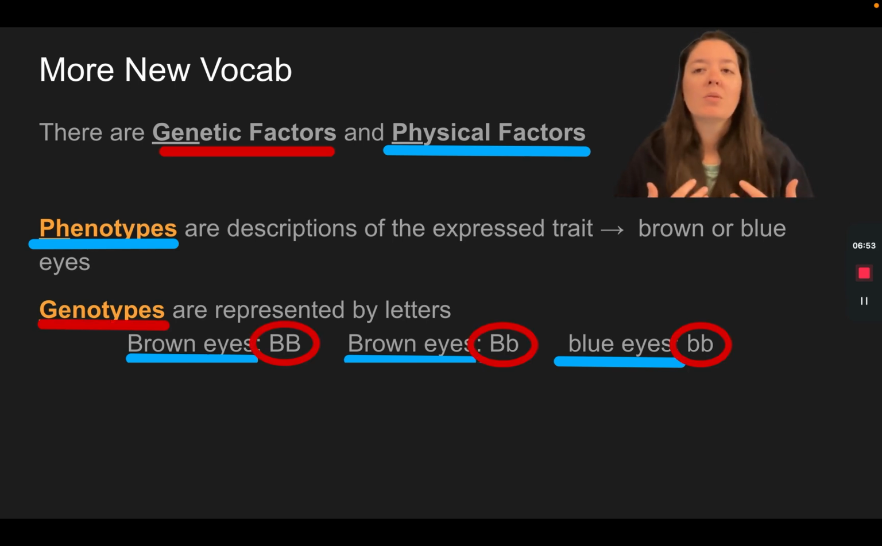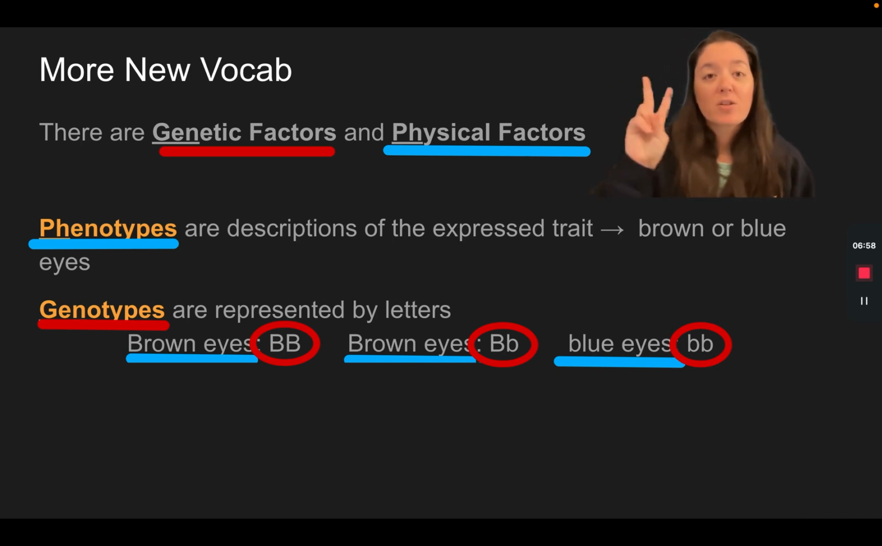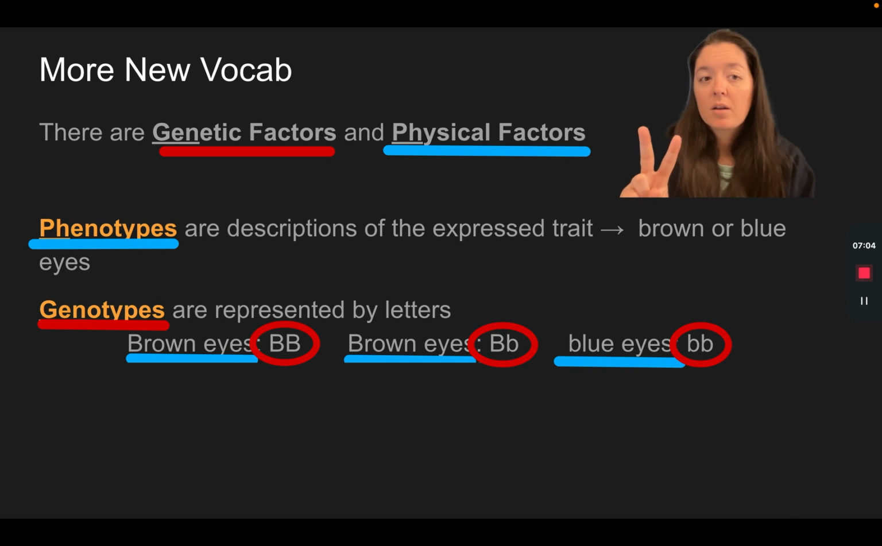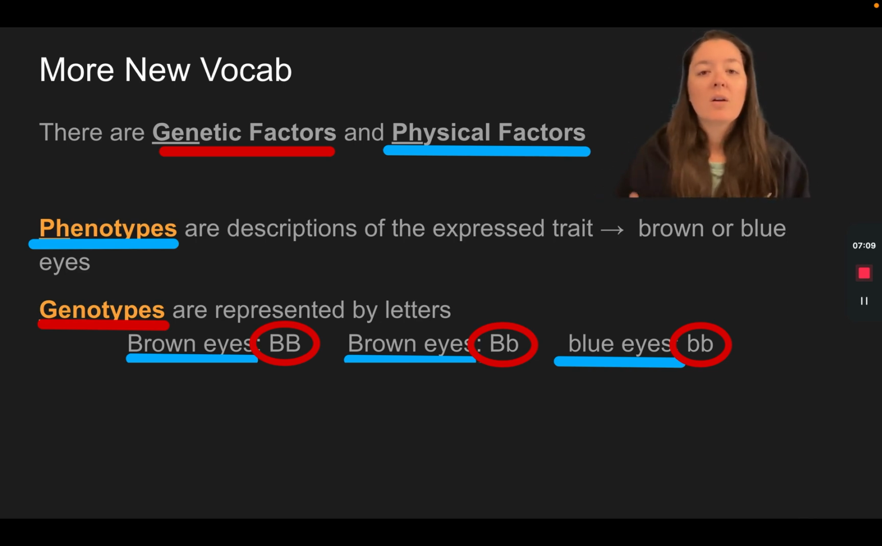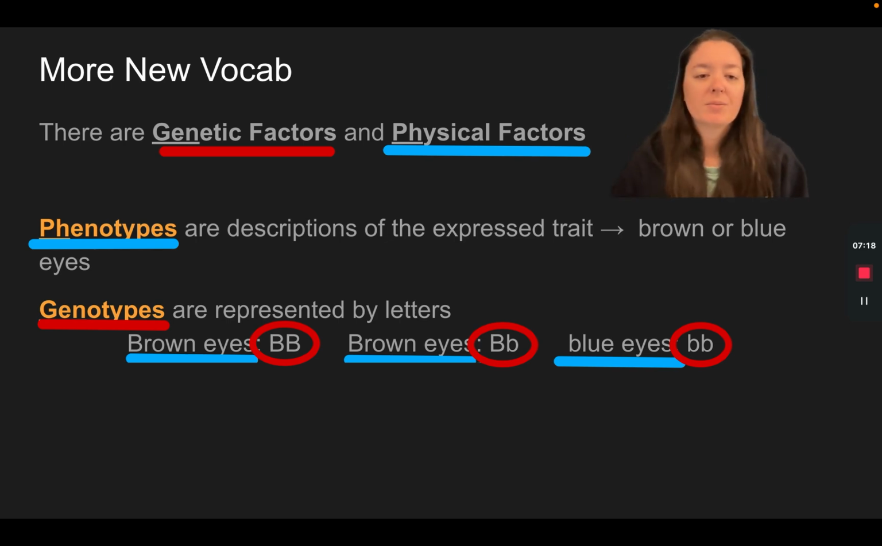Genotypes are how we will describe or express those alleles. We have two alleles for each trait, one from mom and one from dad. So we're going to have two letters to represent each of those alleles that we get from our parents. In this case, we're going to look at brown eyes and blue eyes as our two possible alleles, and represent them with letters.